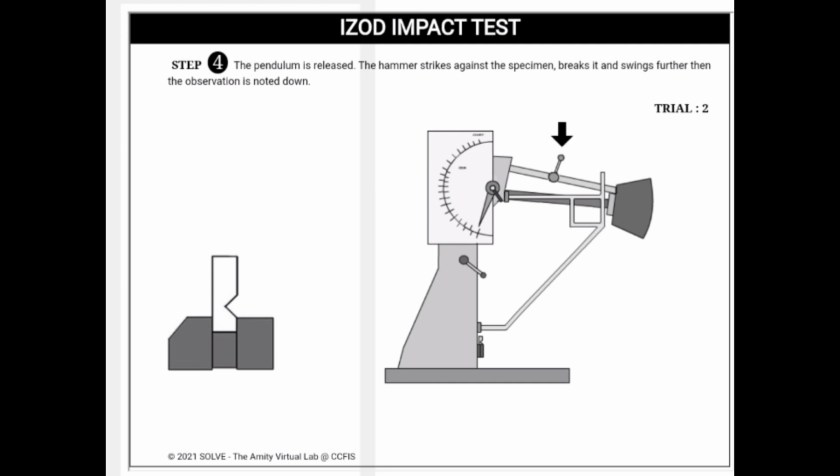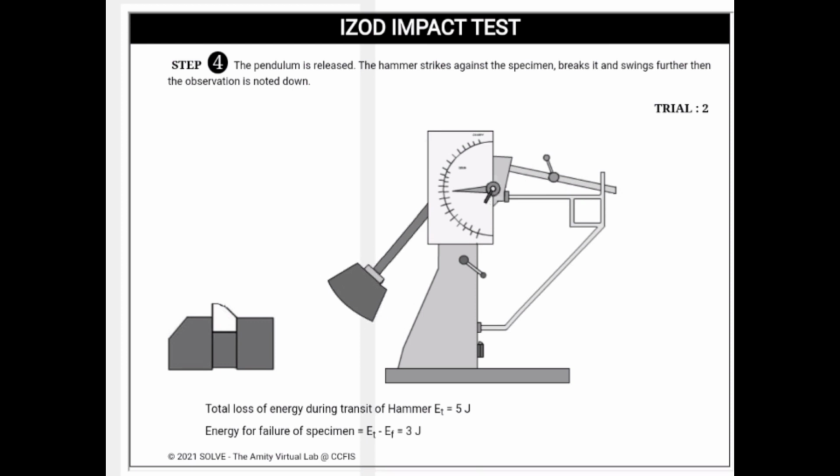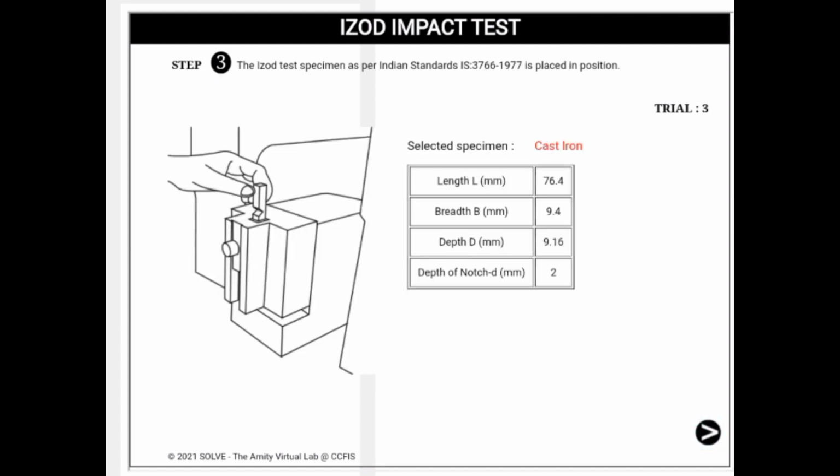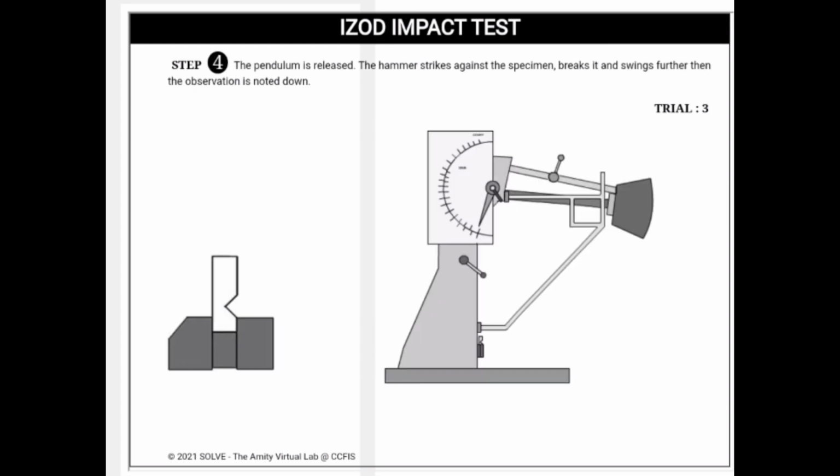And we need to do the same steps again. So here, the total loss of energy during the transit of the hammer is 5 and the energy for failure is 3 joule. So we should take the reading, and these are the observations. These are for trial 3. So we should do the same steps.